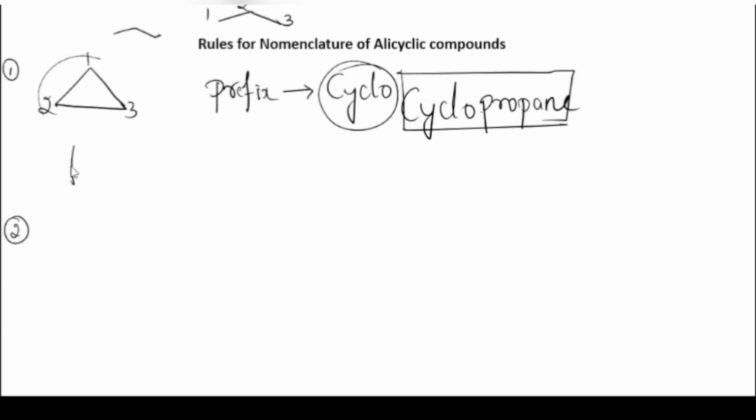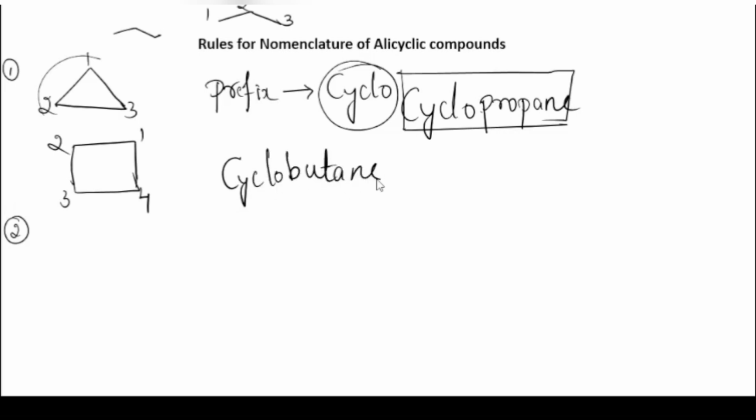Suppose 4 carbons are there, like this. Correct? It contains 4 carbons. Since 4 carbons are there, generally we will write butane for 4 carbons without unsaturation. Since it is cyclic in structure, we will write cyclobutane. Cyclobutane is the IUPAC nomenclature for this type of compound.